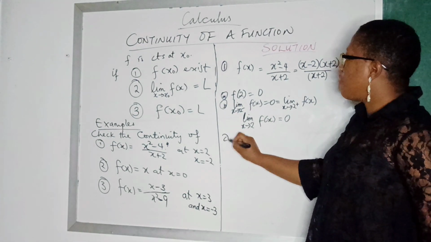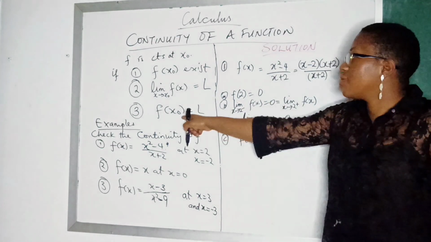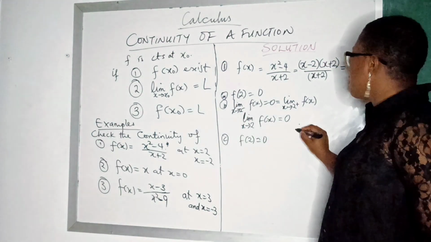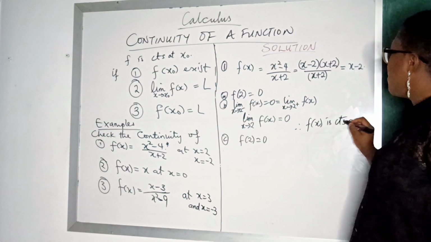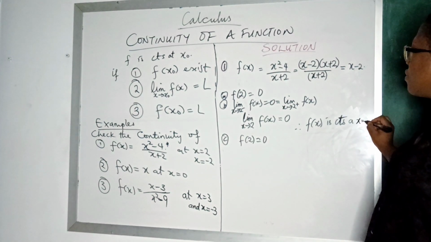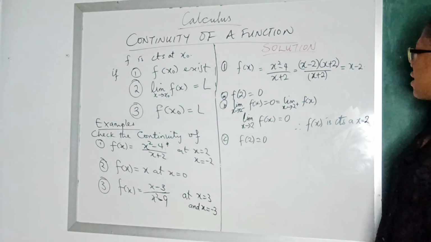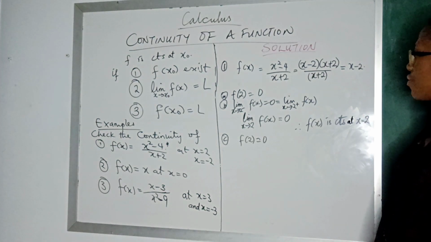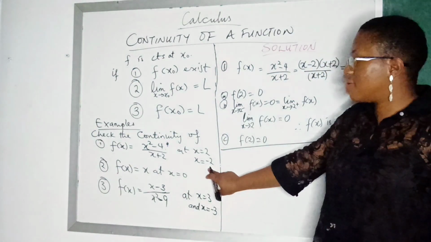Therefore it holds that f of 2 equals the limit of f of x, which is 0. What does it mean? F of x is continuous at x is equal to 2. So let's do the second part of that, x is equal to minus 2.